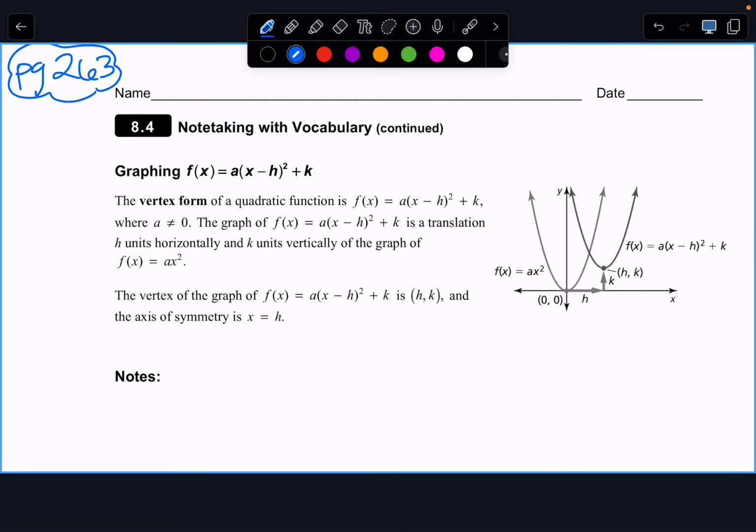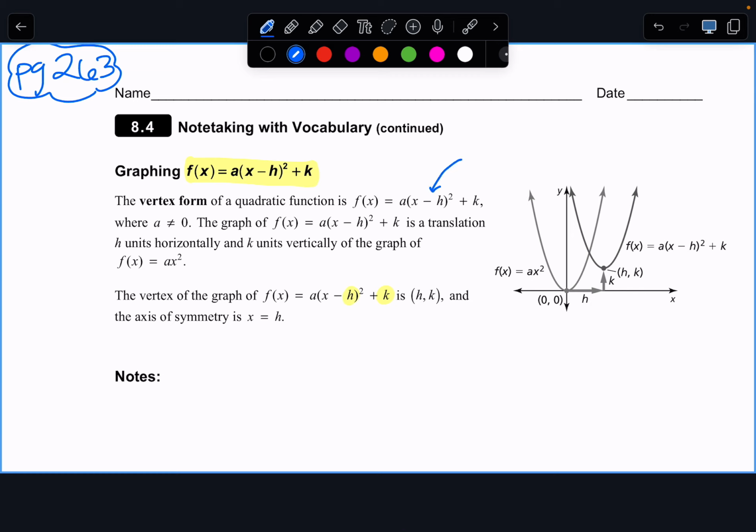So all of today and tomorrow, we are going to work with quadratics that are in vertex form, okay? This is what we call vertex form because we can look at it and without any math, we know where the vertex is, okay? What happens is this H and K, that's our vertex, okay?